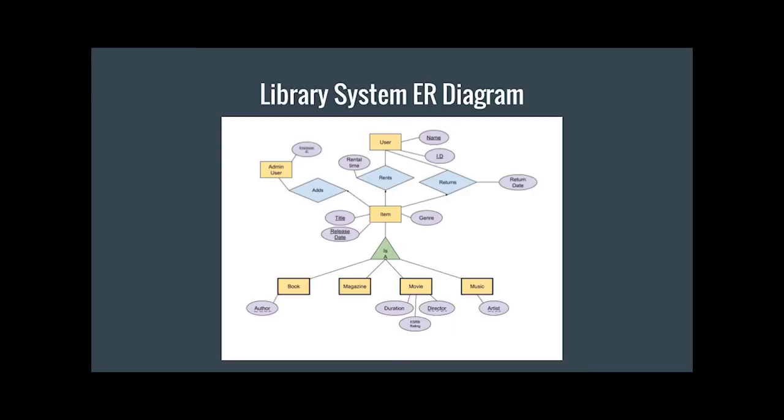So all these entities are considered weak, considering that the keys that they rely on are held in the item entity, which are the title and the release date. There are still attributes that a book has differently than a movie. For instance, a book has an author while a movie has a director. However, all these entities have a genre, a title, and a release date.